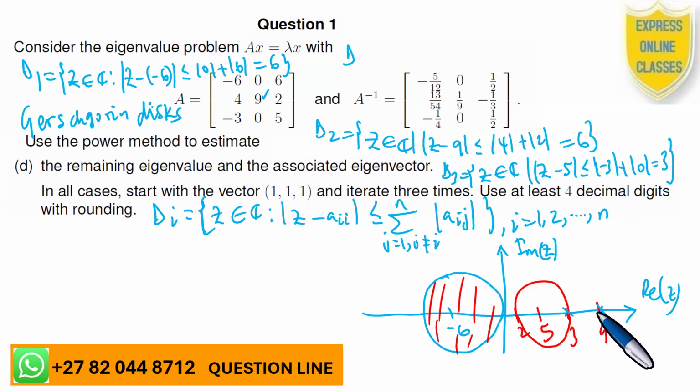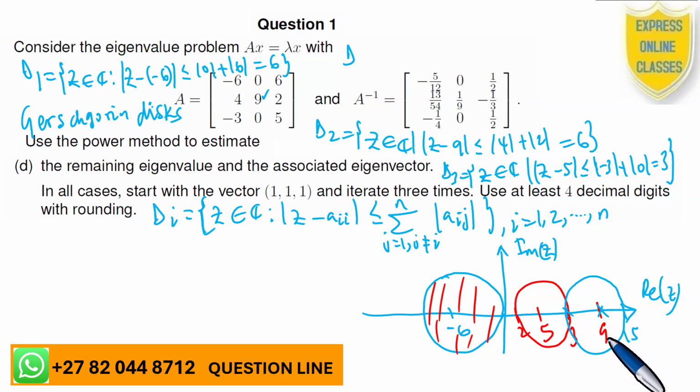Okay, and then you also add: 9 plus radius 6 is going to be about 15. Something like so.